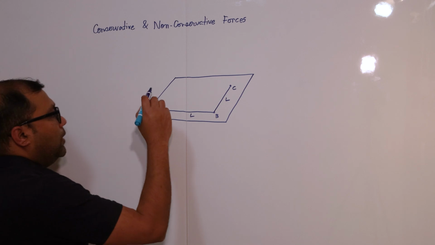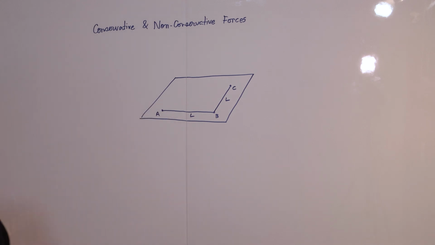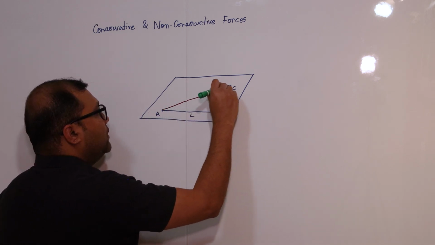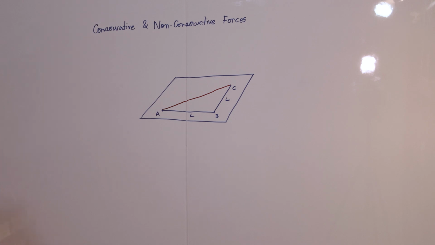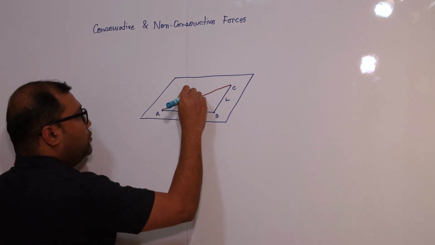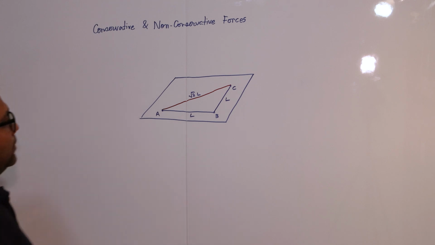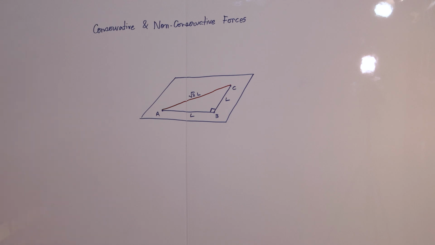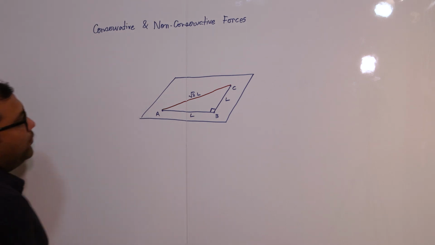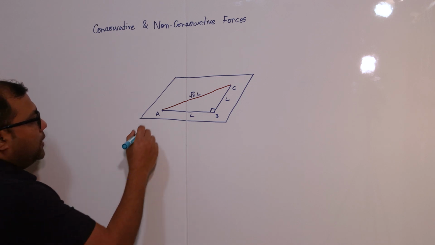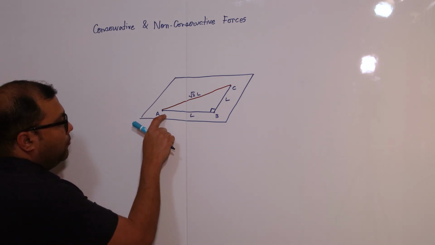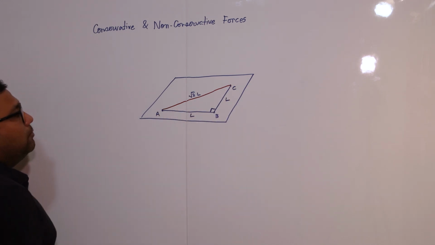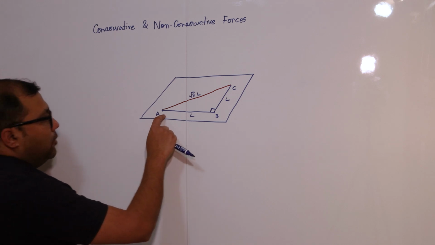Okay, and then we do another experiment. We take the body from point A to point C directly. Okay, now this distance is root 2L, because this is a 90-degree. Now if friction force is a conservative force, then work done by friction force in taking the body from A to B and B to C must be equal to work done by the friction force in taking the body from A to C.